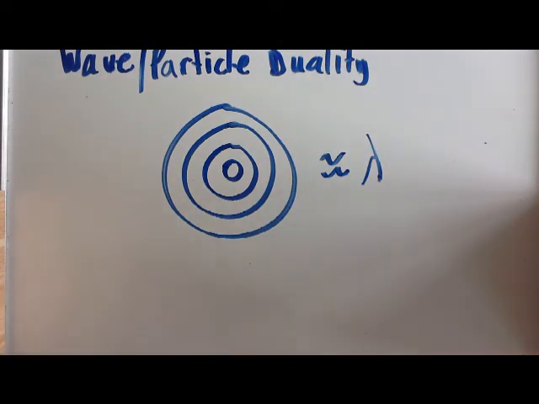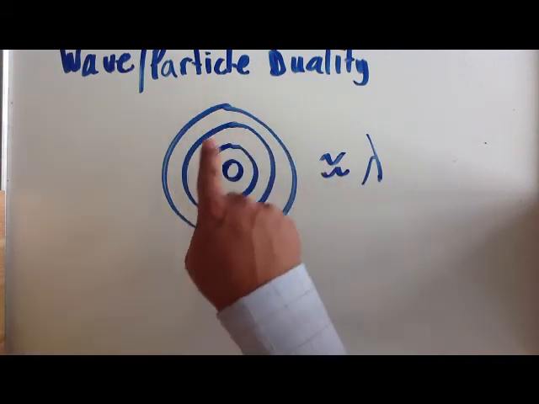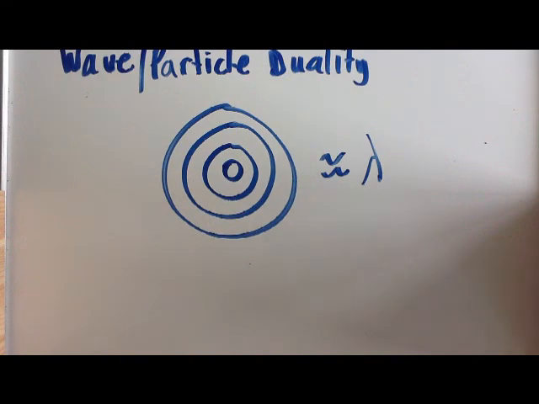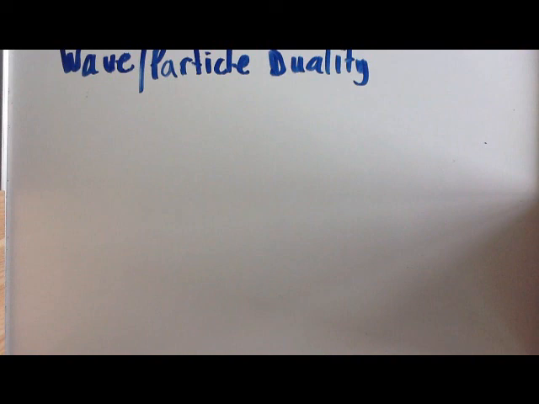So there we have the particle nature of electrons in the Geiger-Müller tube, and we have the wave nature of electrons, with electrons passing through a crystal, and we have this diffraction pattern, a regular pattern of circles. Let's now turn our attention to light.